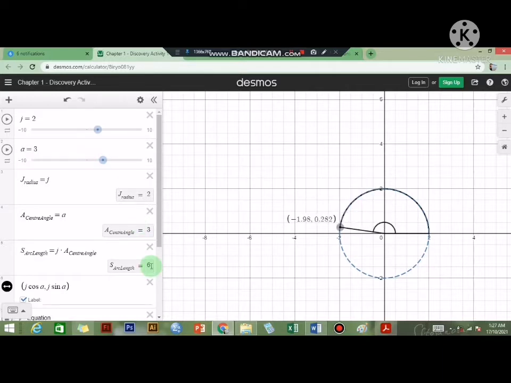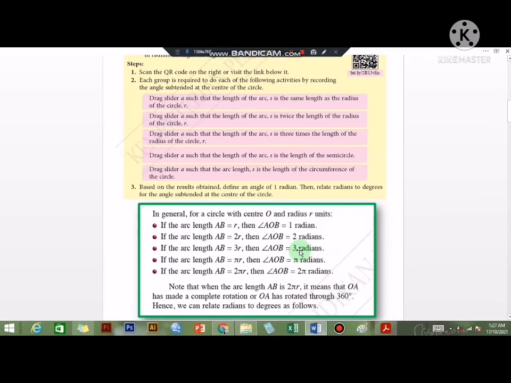Okay, look at this one. The length of arc is 6, and then look at the angle, which is in the unit of radian. So the angle is equal to 3 radian. So we know that this one is 3 radian. We got 3 radians.